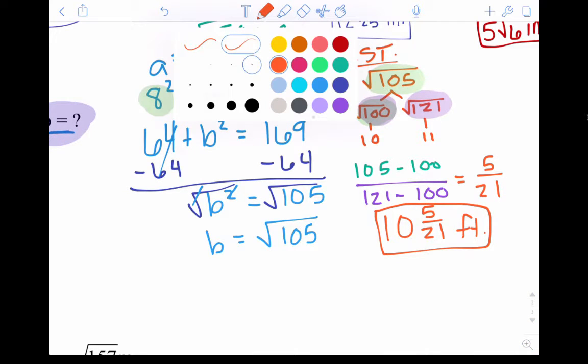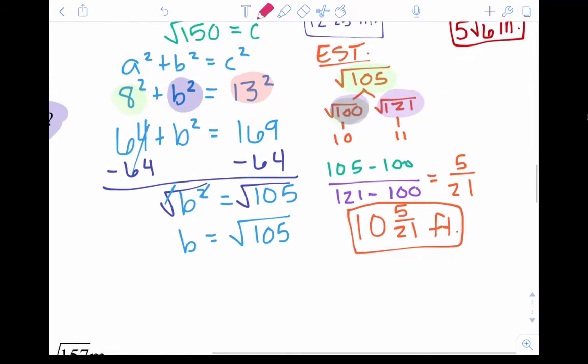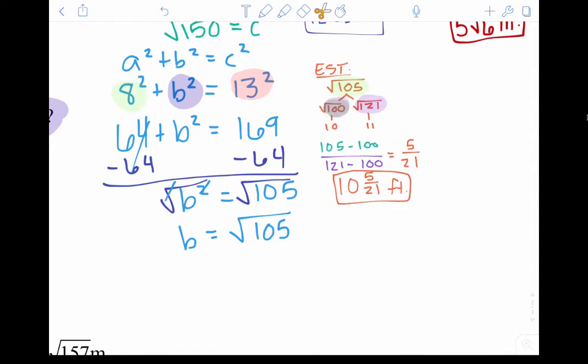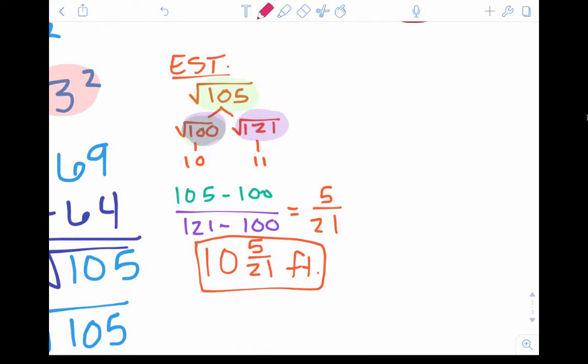I'm almost there. I just have one more step I need to do on this problem. I need to simplify it. So let me make this smaller. And now to simplify it, I need to make my factor tree. So I have square root of 105.